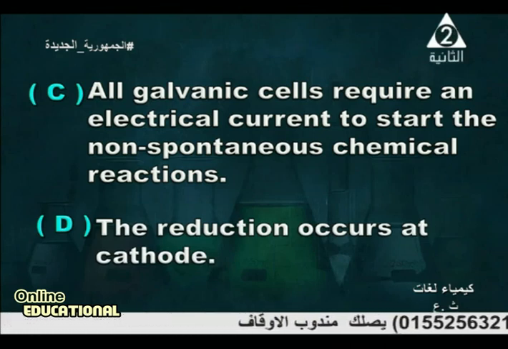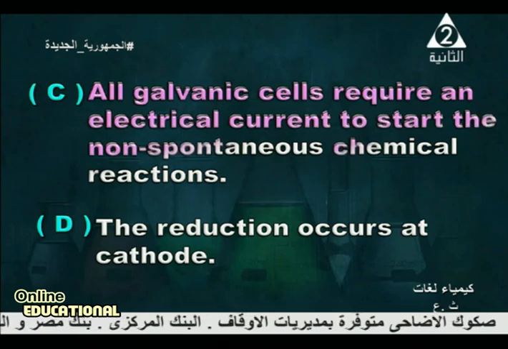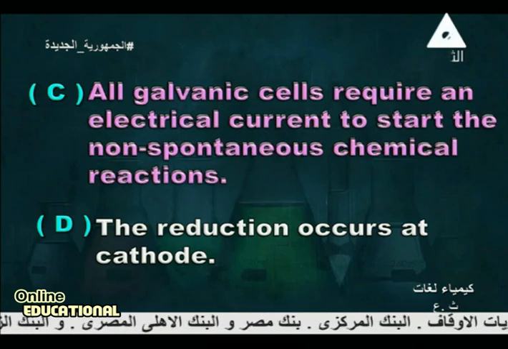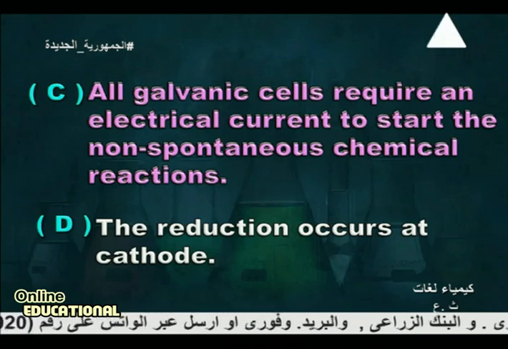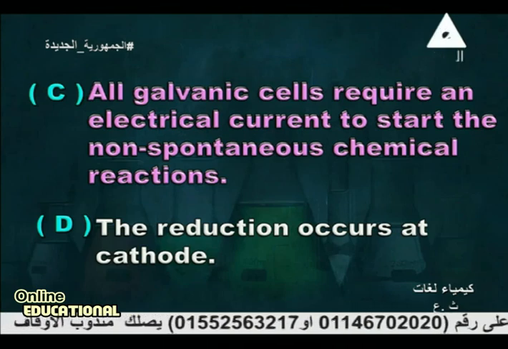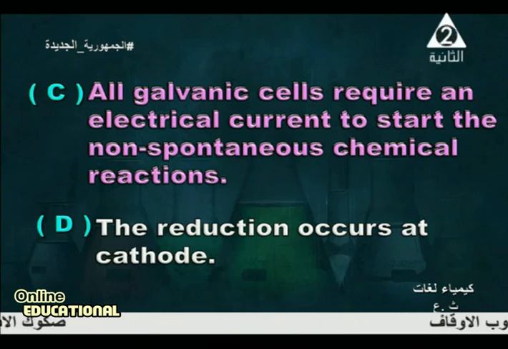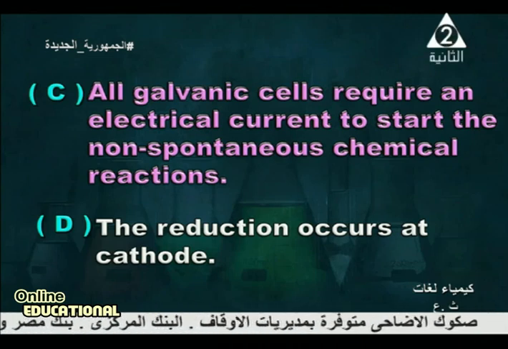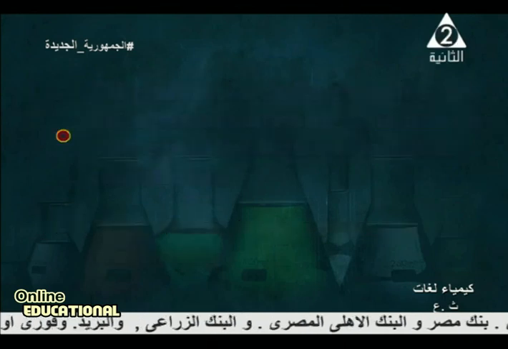My dear, which one is suitable to be the wrong sentence, not the right one? Yes, the wrong one: all galvanic cells require an electric current. Why? Because galvanic cells change chemical energy to electric, not electric to chemical. So all galvanic cells require an electric current to start a non-spontaneous reaction is a wrong sentence. What about the other question?